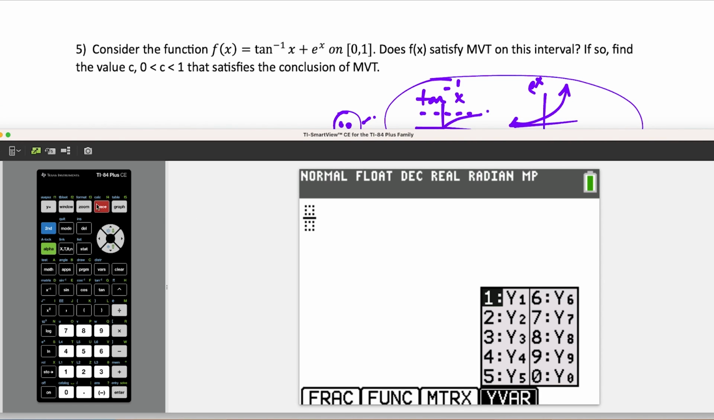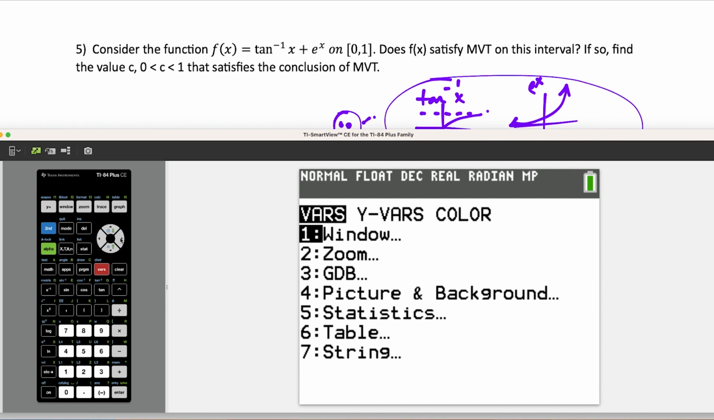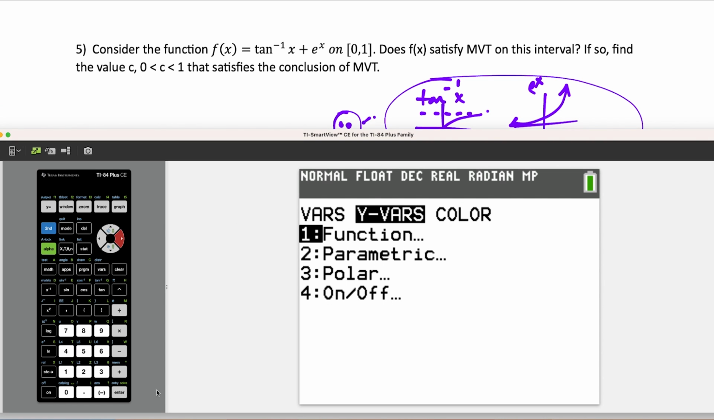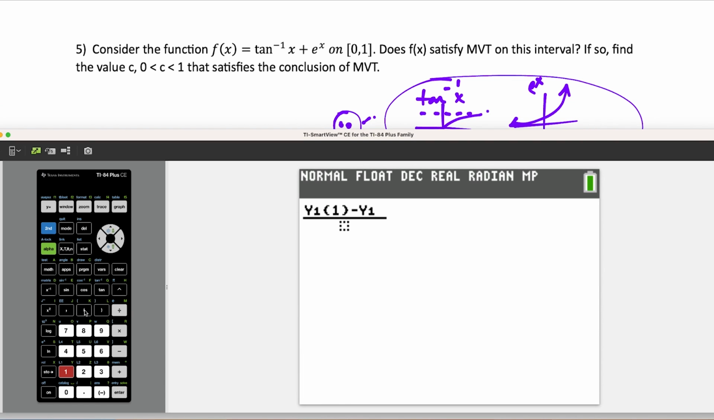But if you press alpha trace, it's going to pull up the y1 button, and we wrote f of x in the y1 spot. So if I want f of 1, I put y1, I put a parenthesis 1, and then I close the parenthesis around the 1. And then I write minus, and once again, if you have an older calculator, you could press vars, go over to the y vars, and then function. You'll also find the y1 saved here. The first button sequence is just a little bit faster.